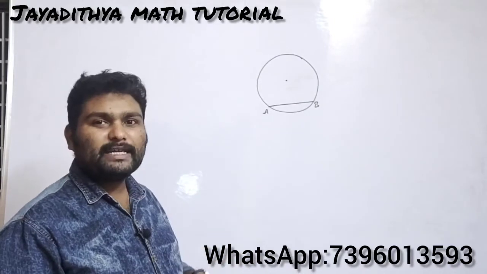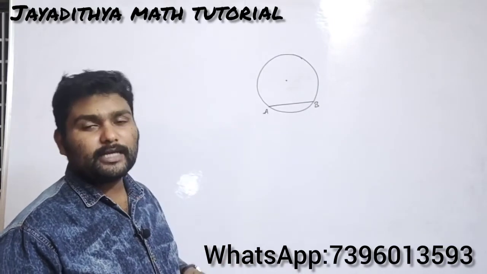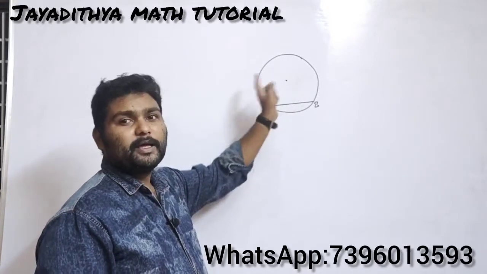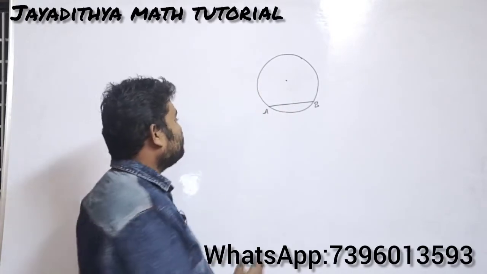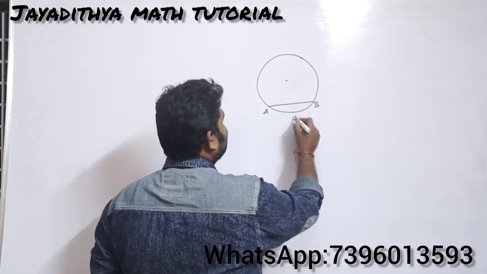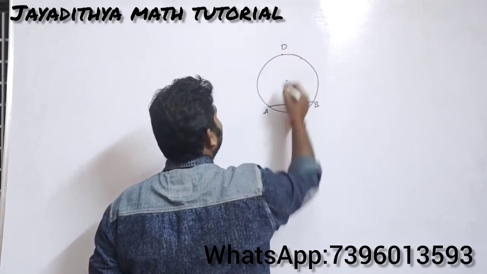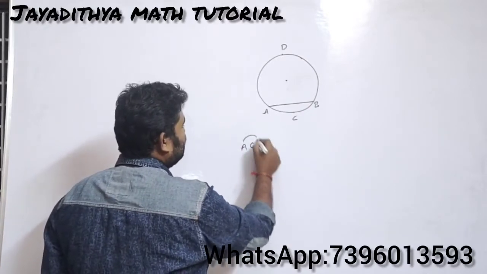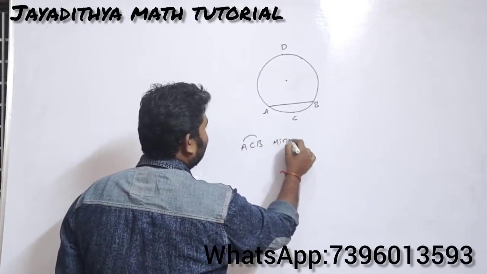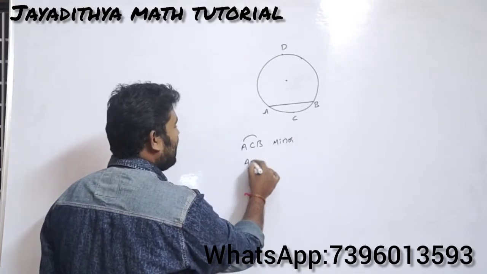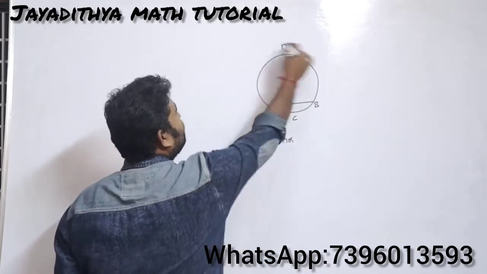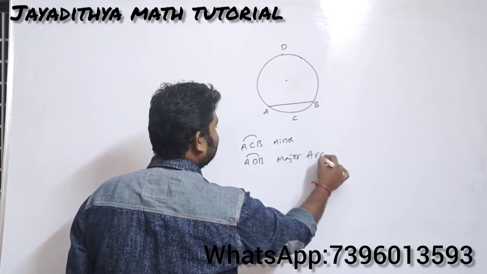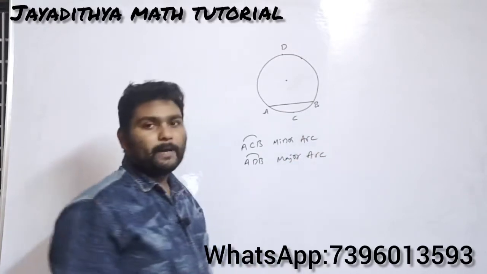So the chord divides the circle into 2 parts. Those 2 parts are known as segments. Now this one is one segment and this complete part is the other segment. So if you mark a point C here and a point D here, now you can write that ACB is called the minor arc, and ADB, this one, you call the major arc. That is major arc and minor arc.